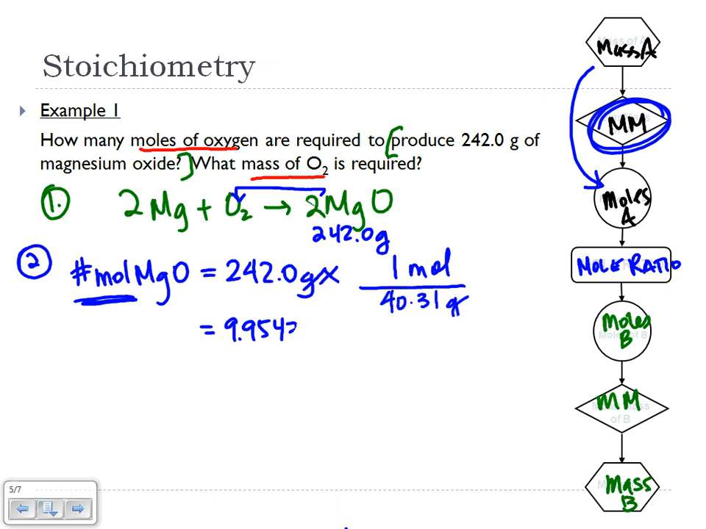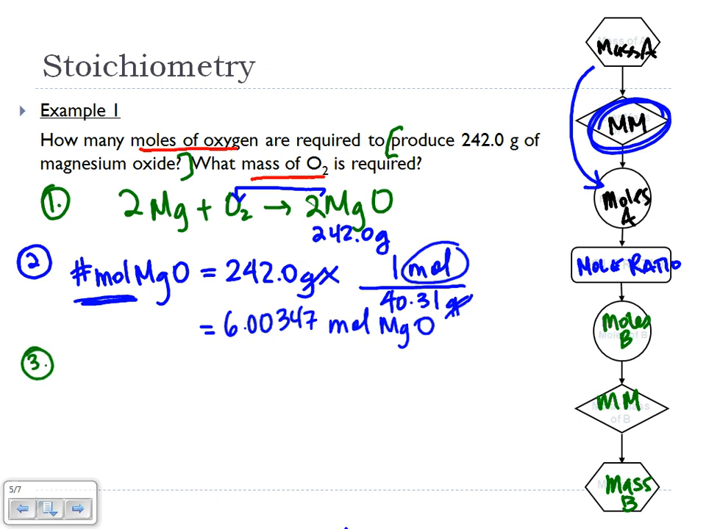Okay, so when I calculate that, let's try this again. I get 6.00347 moles of MgO. Okay, so again, my grams cancel out. I get the unit that I want to keep, which is moles. So now step 3. This is the new step.